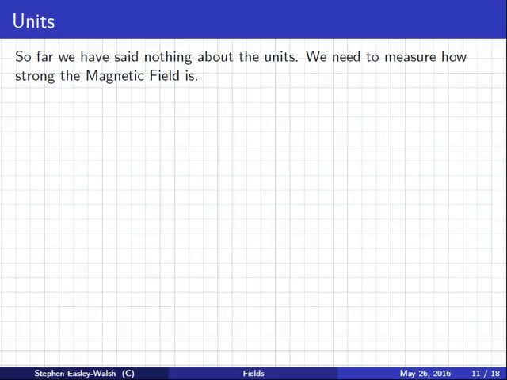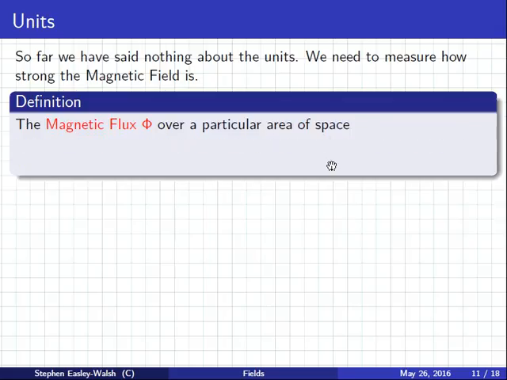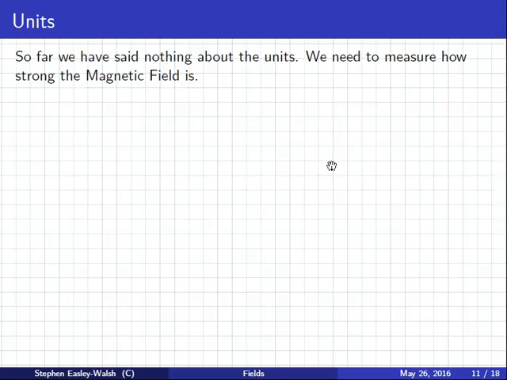Little magnet for the fridge, maybe. There is something smaller than that in your day-to-day life, in this room right now. The Earth's magnetic field. The Earth's magnetic field is a very, very weak field. So we need a way to measure the strength of a field.